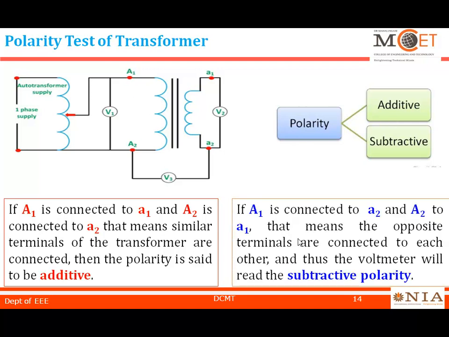Subtractive polarity is the same thing. If A1 of primary is connected to A2 of secondary and A2 of primary is connected to A1 of secondary, it is differential. It is of opposite polarity. If A1 is connected to A2 and A2 is connected to A1, that means opposite terminals are connected to each other. Thus, the voltmeter will read the subtractive polarity. The voltage in the primary winding and the voltage in the secondary winding will be the difference shown in voltmeter V3. This is the polarity test of a transformer.